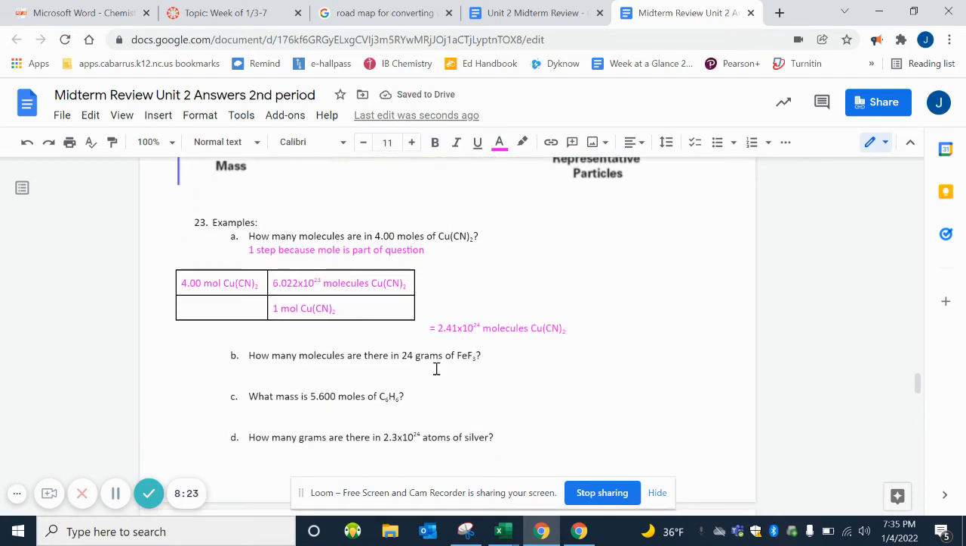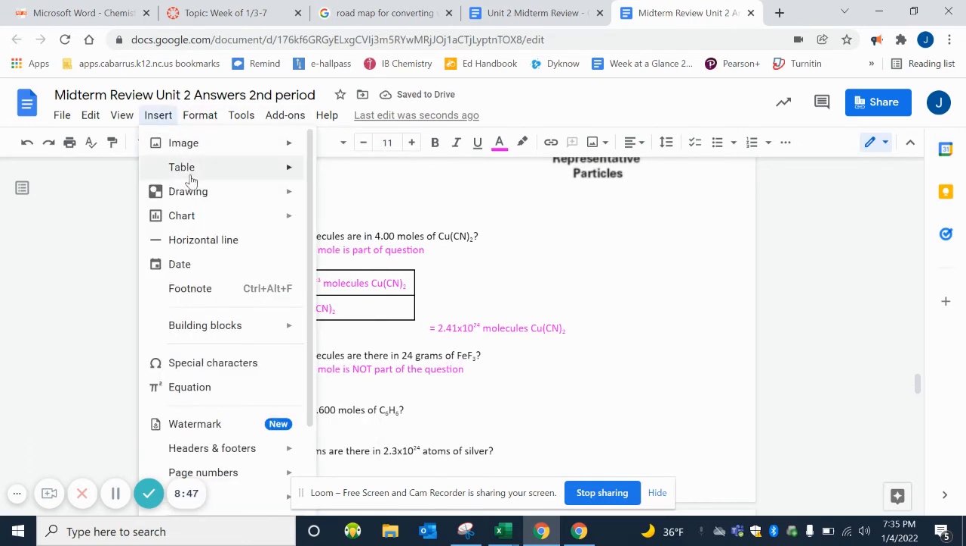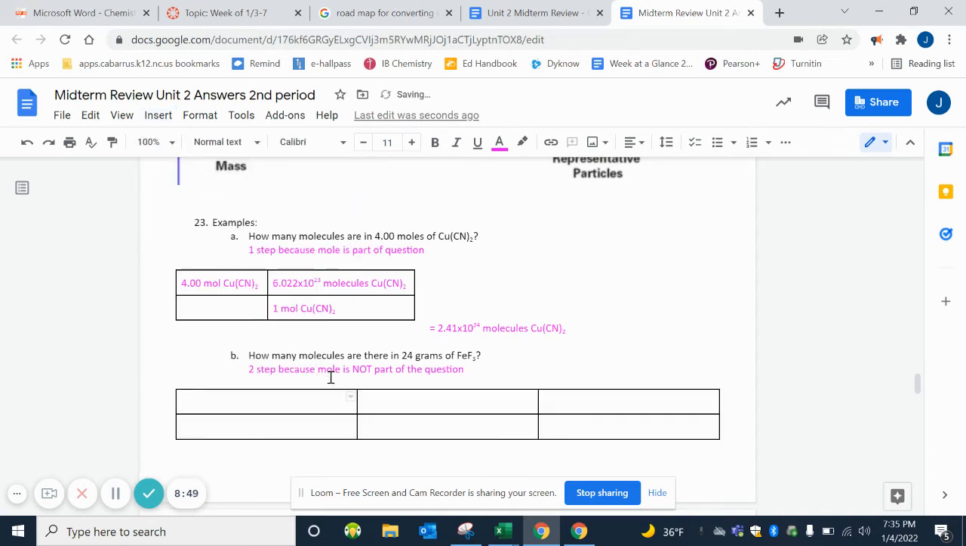All right, let's look at another example. Here, if you read the question, there's no mention of the word mole. So this is a 2-step problem because mole is not part of the question. So we're going to have to go through moles to get our answer. So we're going to create our table that has 2 steps. We're going to start with our given because we always start with the given, 24 grams FeF3.